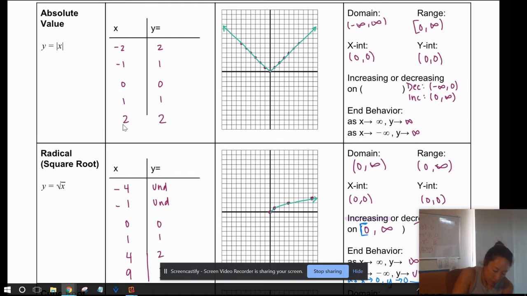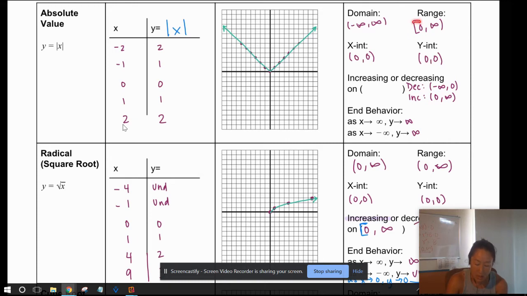So absolute value is the absolute value of x. And what we're going to do is take the input, -2. The absolute value of -2 is +2. Okay. And what happens is that all the values that were going to be negative, unlike a linear graph, they become positive. So it makes this V-shaped graph. We have a domain of negative infinity to infinity and a range of 0 to infinity with 0 included.